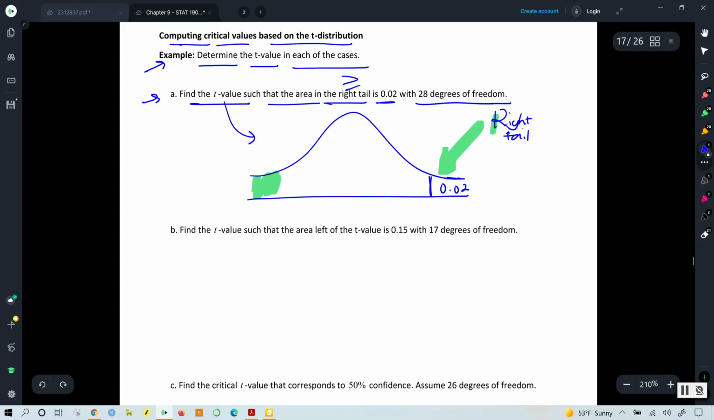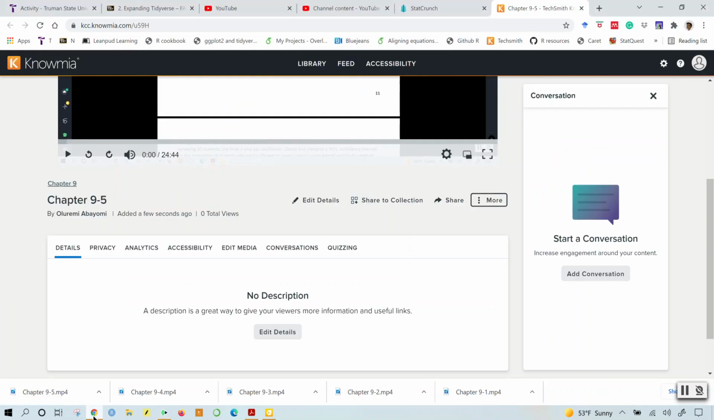So let me do this. We want this size to be 0.02, and the degree of freedom, df, is 28. So we want to find that cutoff point. So to help us, we go to StatCrunch.